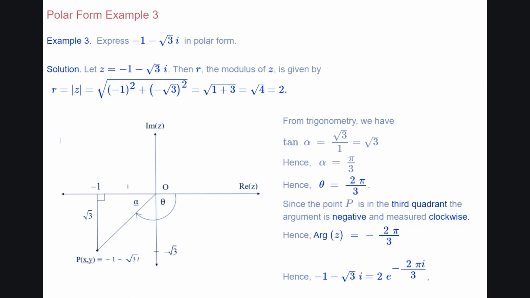And since the point P is in the third quadrant, its argument will be negative, and it's measured in the clockwise direction, the negative direction. The argument of z, therefore, is minus 2 pi on 3. Hence, the complex number minus 1 minus root 3 i can be expressed in polar form as 2 times e to the minus 2 pi on 3 times i.